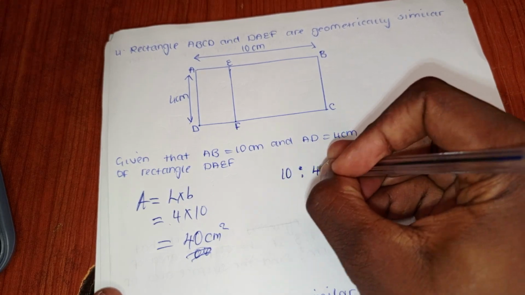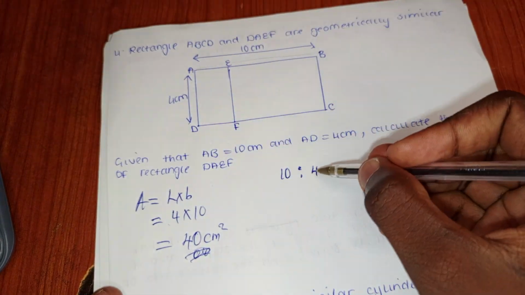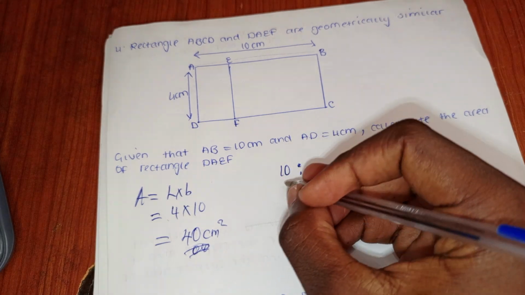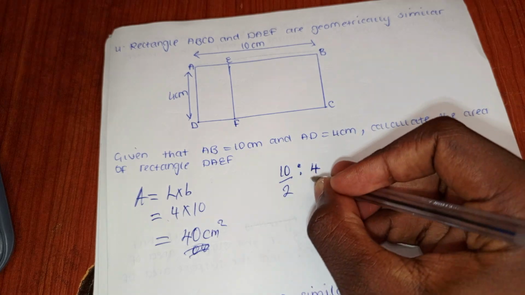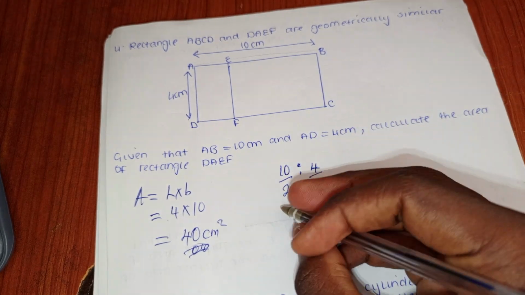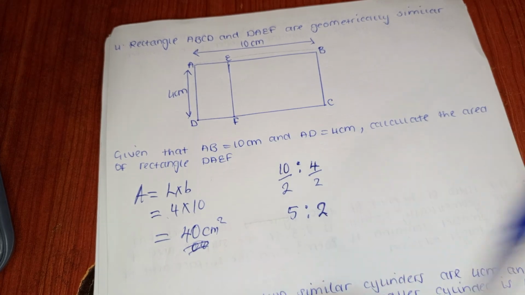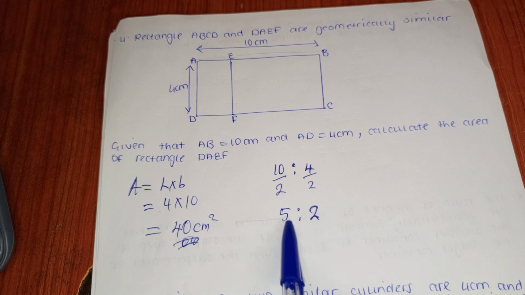Depends for the bigger one, depends for the smaller one. So this is for the bigger one, 10. Then for the smaller one, it's the 4 there. So what we do, we can reduce this. Do the sides. Yes, the sides. So we reduce the sides, over 2 over 2. So that will be 5 to 2. So we have the ratio of their sides there.